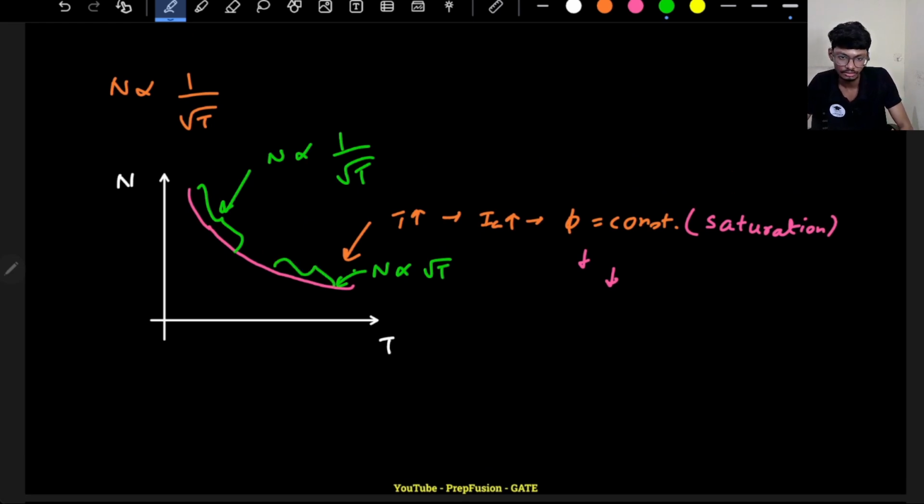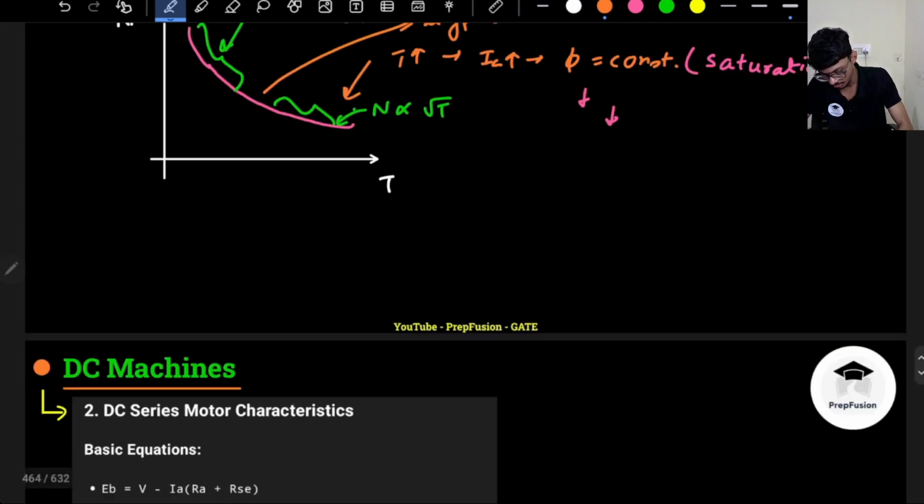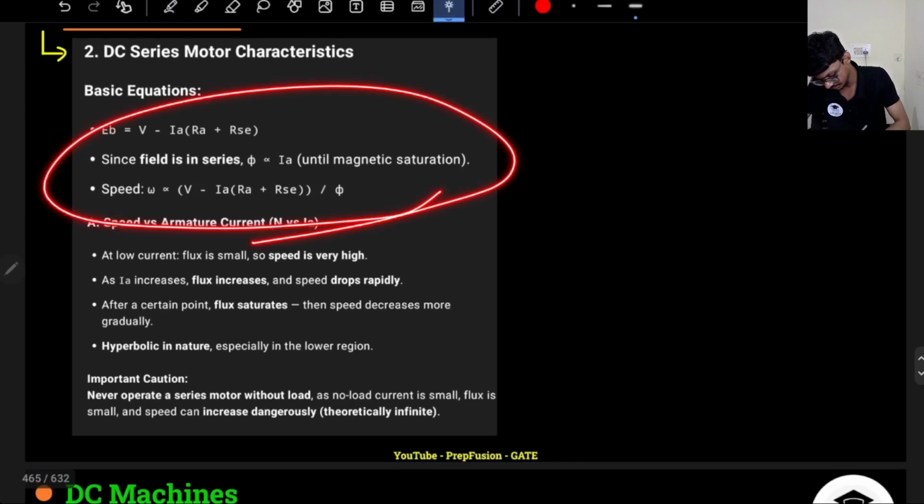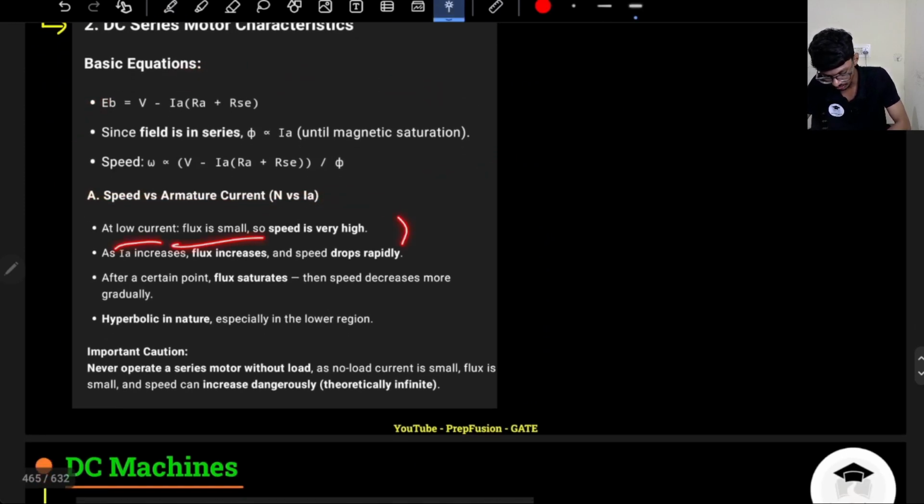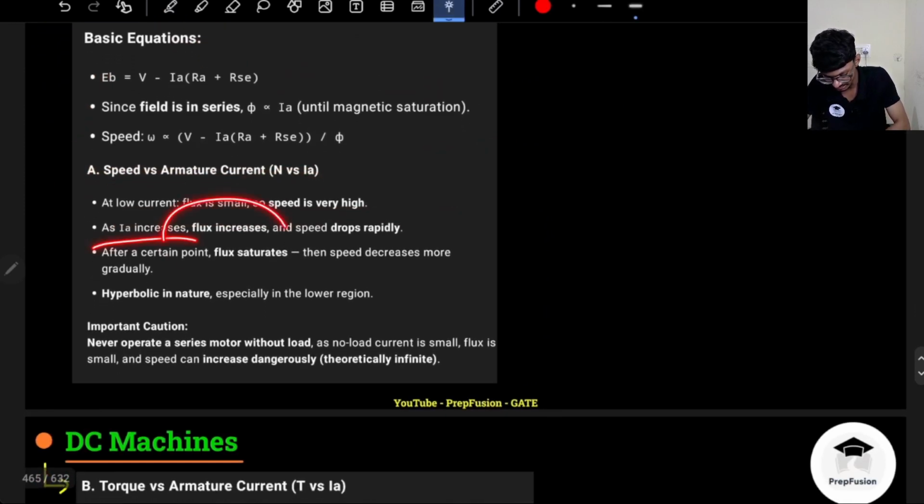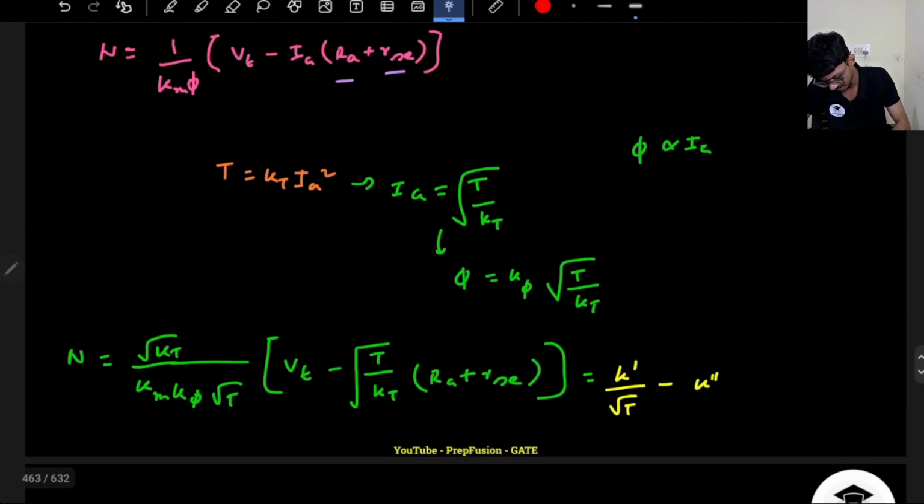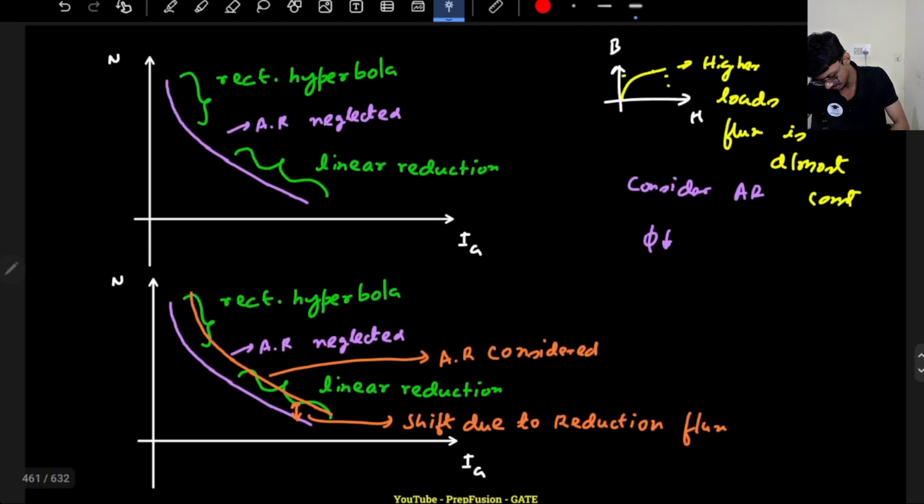This is the speed torque characteristics, okay, and this is known as the hyperbolic curve, right. So these are the different characteristics, and these are the basic equations that we discussed. At low speeds flux is small, so speed will be very high. As Ia increases, flux increases, speed also drops rapidly, okay. So this is the speed armature characteristics that we have discussed here.